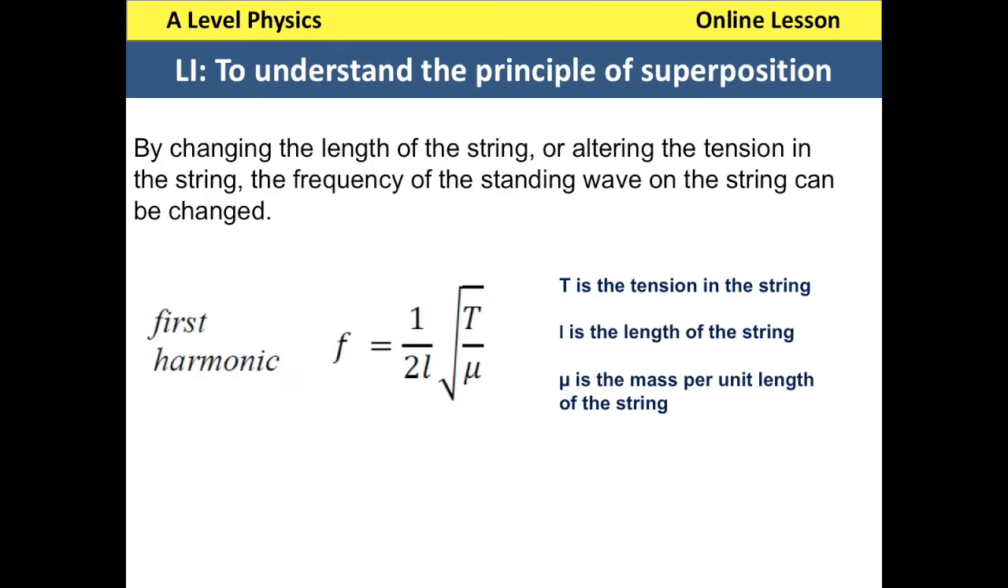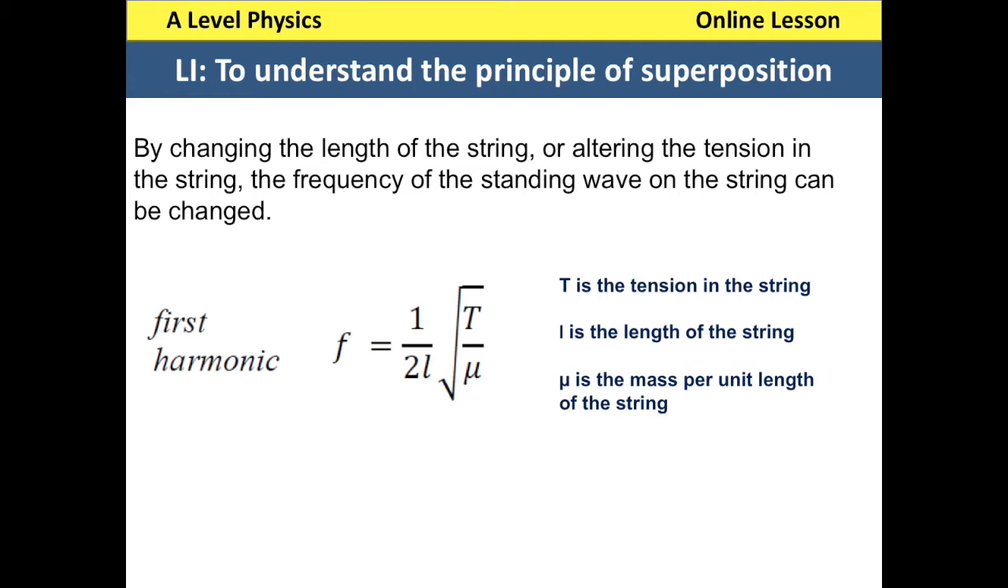Now there is an equation for working out what the frequency of the first harmonic of a wave on a string is going to be, and it's given by the following equation: the frequency of the first harmonic is equal to 1 divided by 2 multiplied by the vibrating length of the string multiplied by the square root of the tension in the string divided by the mass per unit length of the string. Now, of course, if we change the length of the string or alter the tension in the string, then that means that the frequency of the standing wave will be changed in accordance with that equation.